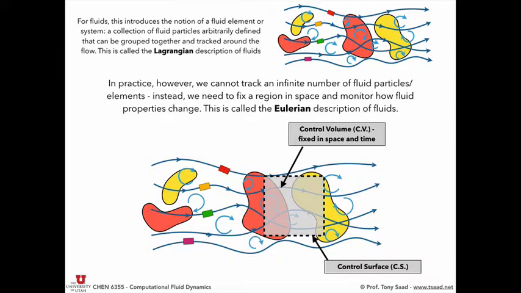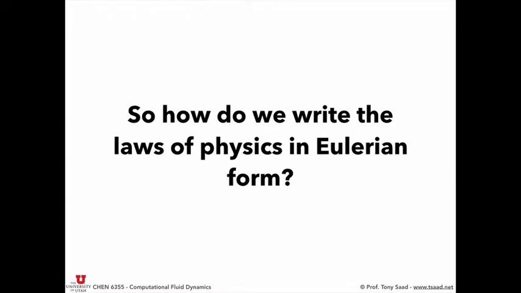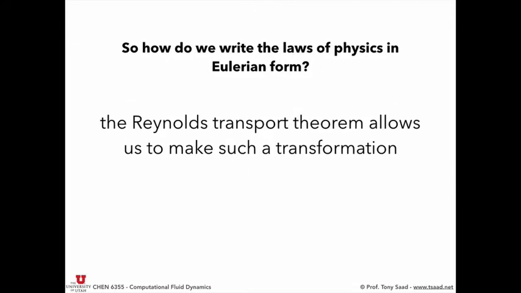We know the conservation laws apply to material elements, Lagrangian points, but we want to use the Eulerian perspective. So how can we reconcile the two? How do we write the laws of physics in Eulerian form? Okay? There's something called the Reynolds transport theorem. We're not going to derive it. I'm just going to spit it out for you. But then we're going to use it interchangeably as we derive the governing equations. The Reynolds transport theorem allows us to make such a transformation.